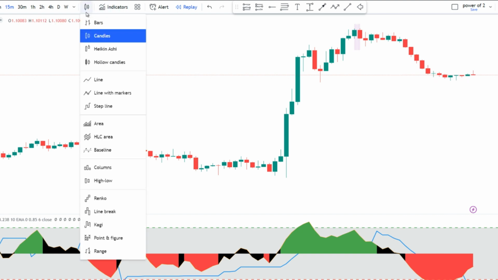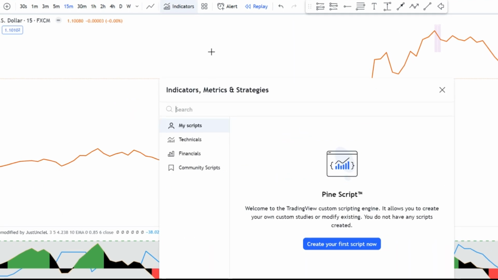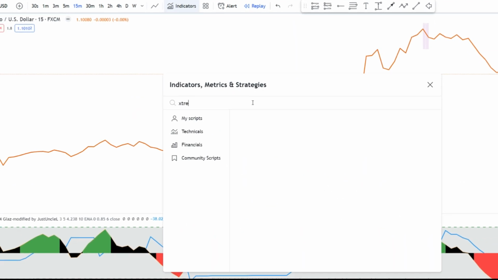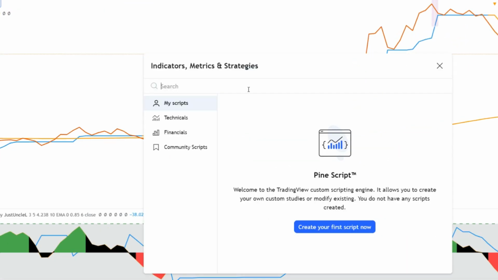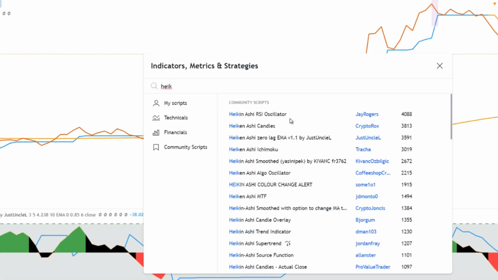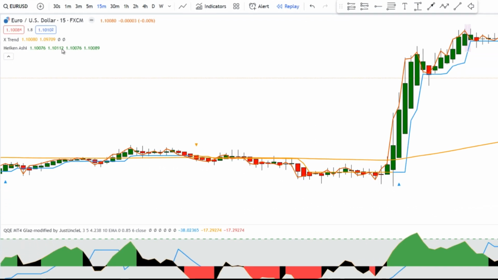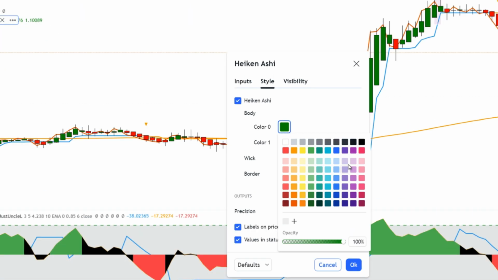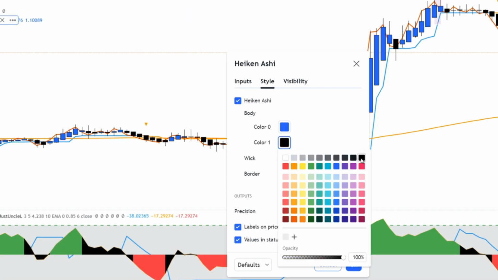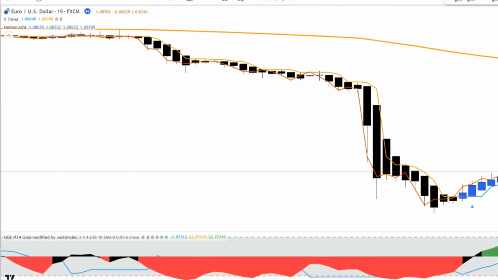So what we're gonna do is actually change this chart to a line chart and use indicators called extreme trend by Kasher stocks, as well as Heikin-Ashi candles by Crypto Rocks. This way we can find the actual price on the chart and also use Heikin-Ashi for our signal entries. Go to Heikin-Ashi candle settings and change the zero color to blue and color 1 to black for easy chart reading.